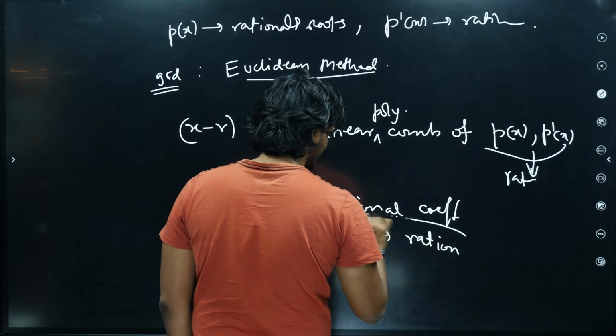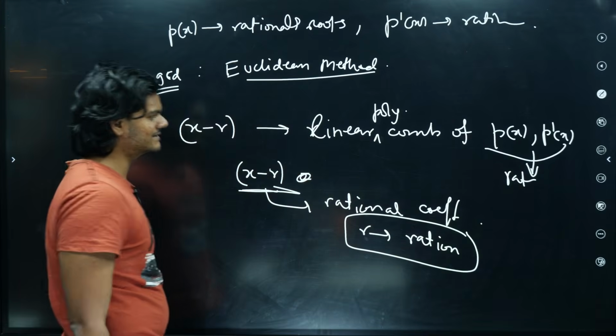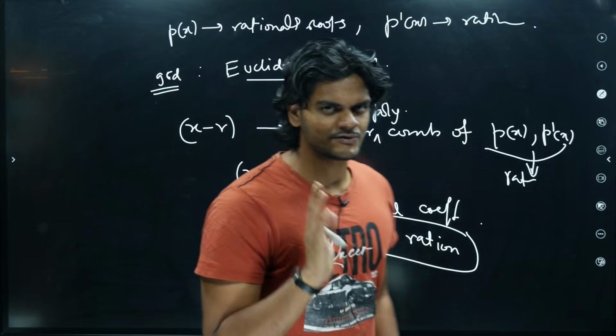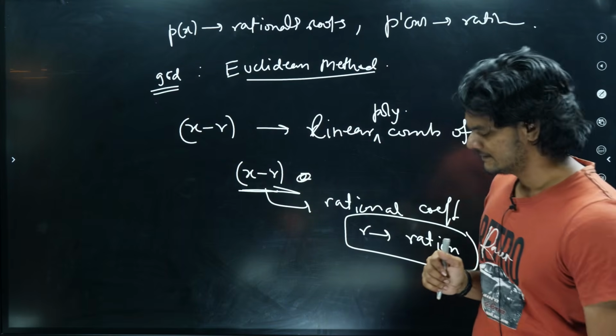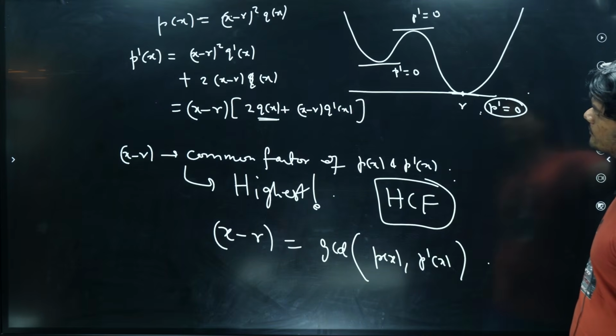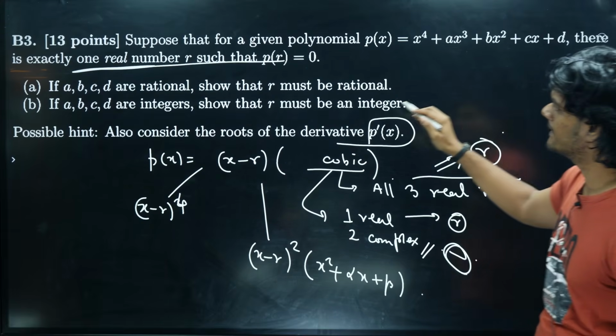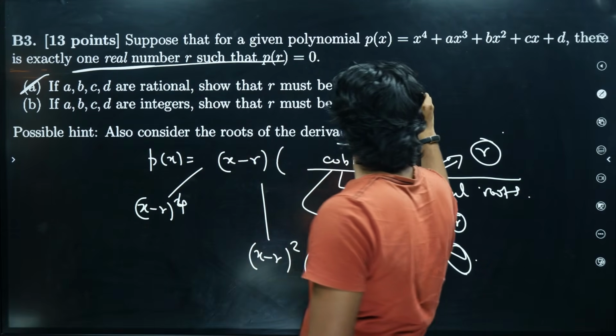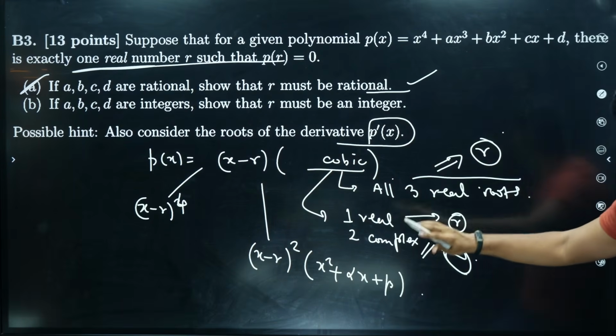You may try other methods of doing this, but this is something which I have found to be very straightforward and fascinating once you understand it. Okay. So we proved part A. If the coefficients are rational, then we know that r must be rational. For both cases we have proved.